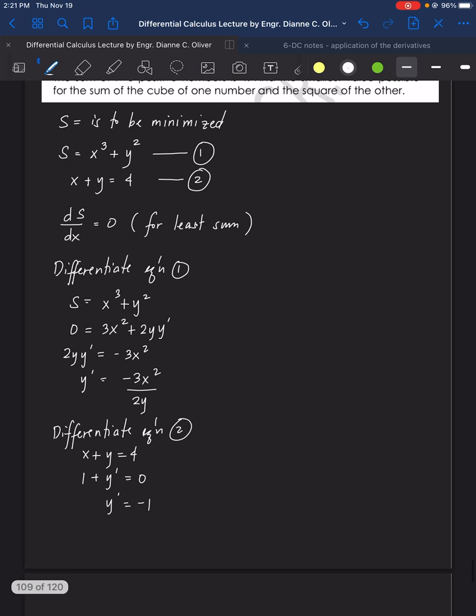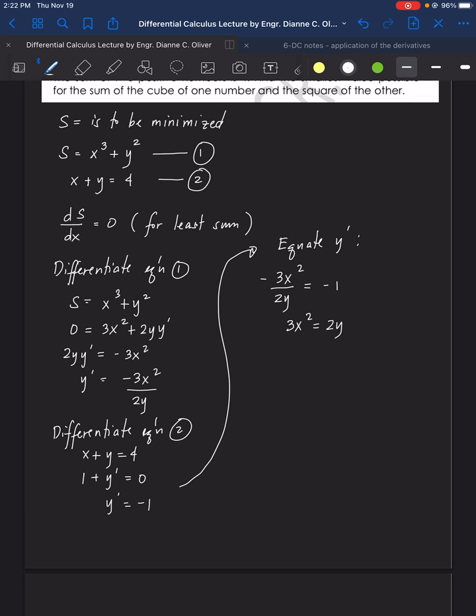Then, let's continue in this space here so that we can maximize the space. Equate y prime. So we have y prime, 3x squared over 2y, is equal to negative 1. Cancel the negative sign. So what's left is 3x squared equals 2y. And if I want to get the value of y, then y equals 3x squared over 2.